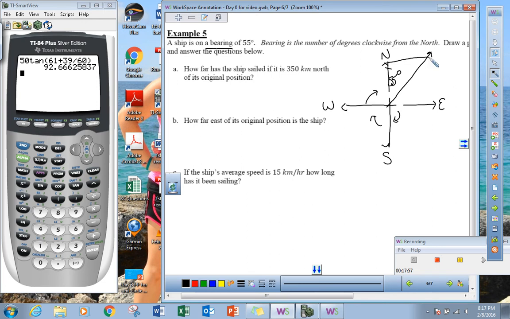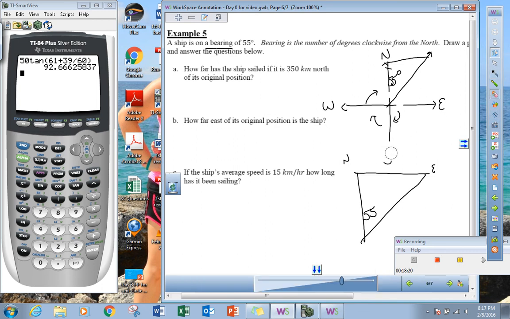Here's going to be my triangle. This is a little bit different than our reference triangle. Remember, in our reference triangles, we always draw it back to the x-axis. So here's the triangle I got going right now. I got 55 degrees. I know that's heading north. Now I'm heading east. Now let's see what else it says we need. It says a ship's on a bearing of 55 degrees. How far is the ship if it's sailed 350 kilometers north of its original position?